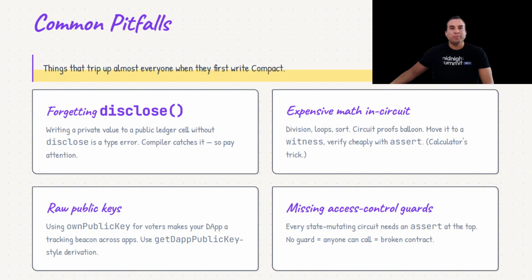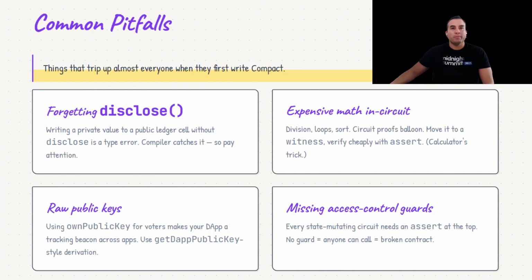Number 2, putting expensive math directly inside the circuit. Division, big loops, sorting, proof generation balloons, builds get slow, users wait. The idiomatic answer is always the calculator pattern. Move the math into a witness, then verify the answer cheaply with assert.